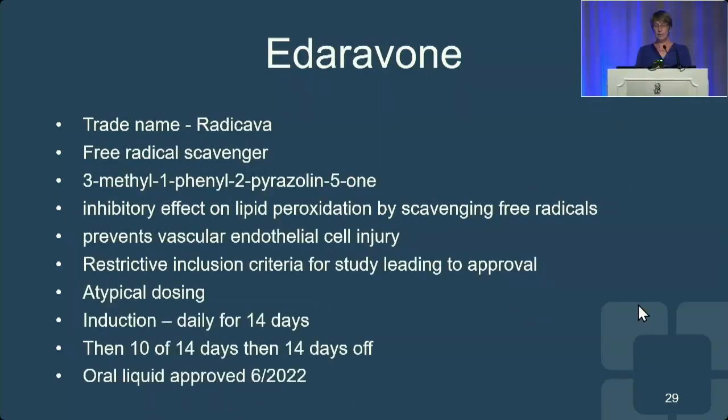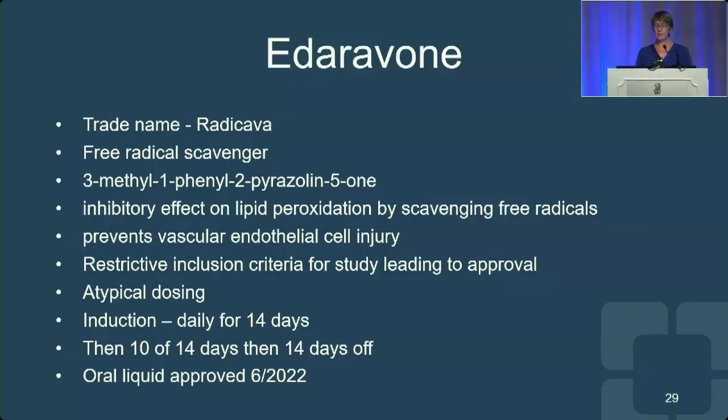Then edaravone came along, I don't remember the year. Anyway, in the late 2010s, and this is Radicava. It started off as an IV, and then an oral liquid was approved in 2022. This is a free radical scavenger, basically. Sort of an interesting medication that started off life in Japan as an acute stroke intervention. They were trying to reduce the ischemic penumbra in patients. And then it didn't really get much traction with that and they started looking into a variety of neurodegenerative diseases to see whether they could show that it had some benefit there.